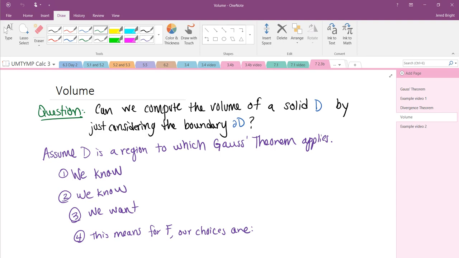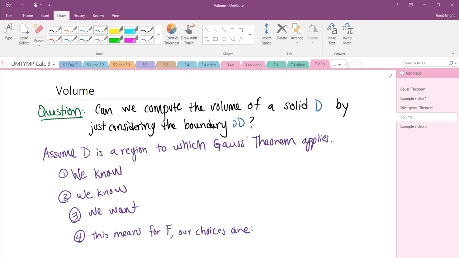So, here we go. Can we compute a volume of a solid D just by considering the boundary? Why might this be advantageous? Maybe pause the video, give it some thought, and then resume. Well, at least conceptually, the boundary could be easier to parameterize than the actual surface. And then when we talk about the surface, each surface, it might be easier to parameterize each piece of the surface. So maybe that's easier, and then we have to worry about normal vectors for the entire surface and orientation, all that stuff. Maybe it's just easier to look at the boundary.